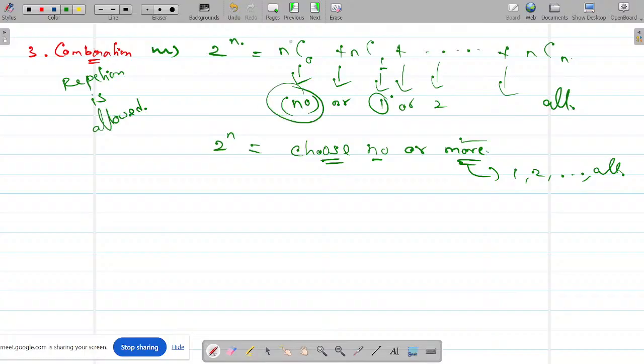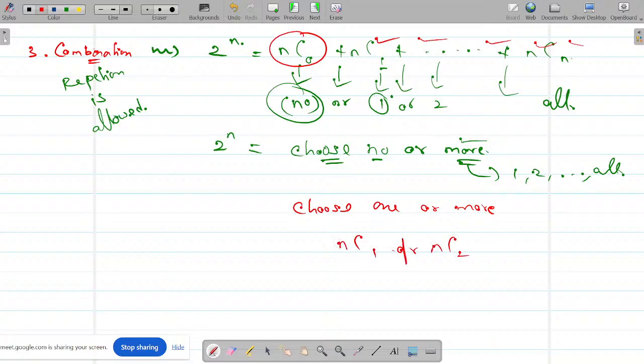You don't choose anything, which is NC0, or you choose one or two. In case your question is like this, choose one or more, please be careful. Choose one or more, which means you have to choose one, or you have to choose two, or, meaning addition, you can choose. Then this will be 2 power n minus 1. You remember proper subsets? The same formula we apply there. Actually, we are applying this formula over here. It's 2 power n minus 1.